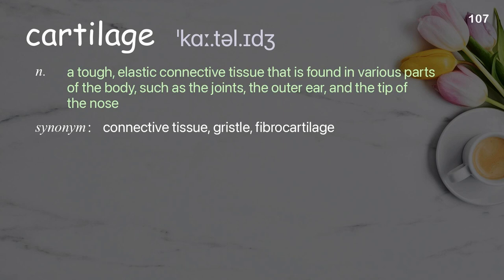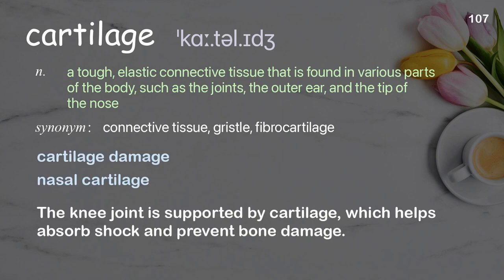Cartilage. A tough, elastic connective tissue that is found in various parts of the body, such as the joints, the outer ear, and the tip of the nose. Examples: cartilage damage, nasal cartilage. The knee joint is supported by cartilage, which helps absorb shock and prevent bone damage.